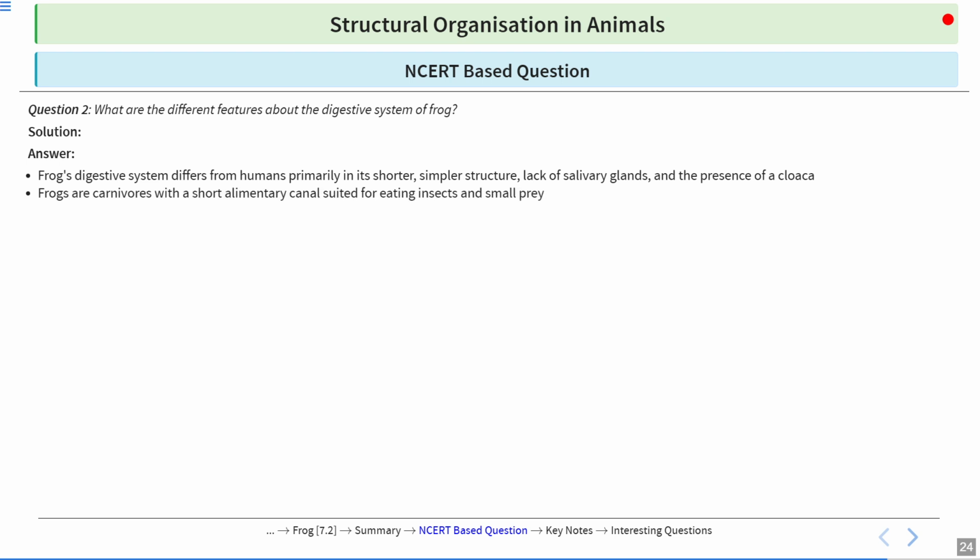Frogs are carnivores with a shorter alimentary canal suited for eating insects. And this is the reason they do not have a duodenum. They do not have a duodenum. If you compare it with the human intestine, we have three parts: duodenum, jejunum, and ileum, right? Yes, we do have teeth to break down the food material, but the frogs do not have them.